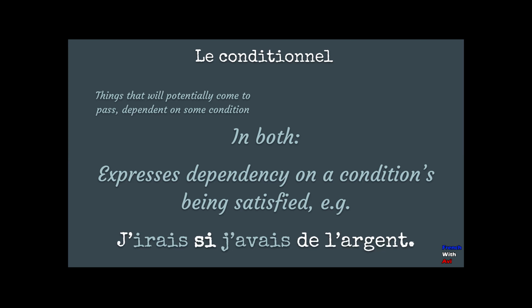J'irais si j'avais de l'argent. That's how you say it in French. I would go if I had money. We use the imparfait rather than the passé composé to express the condition. Si j'avais de l'argent, it's the condition. If I had money.